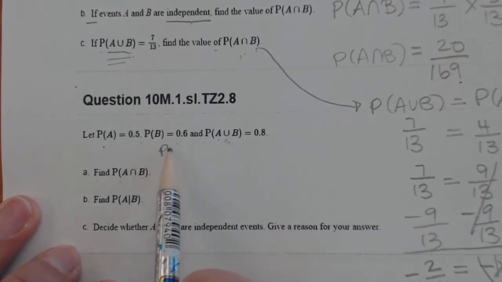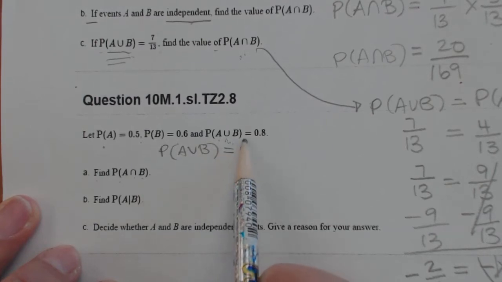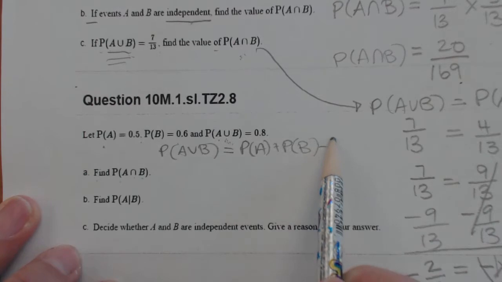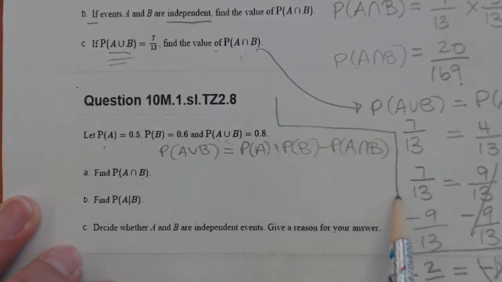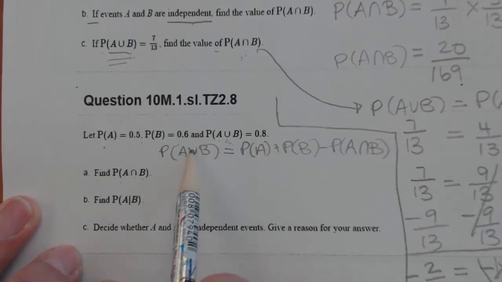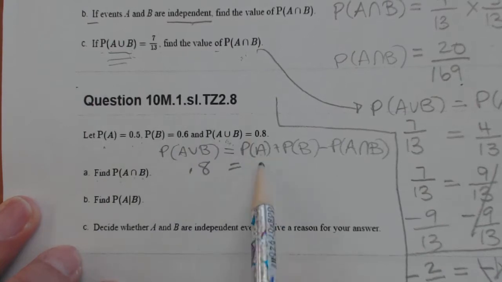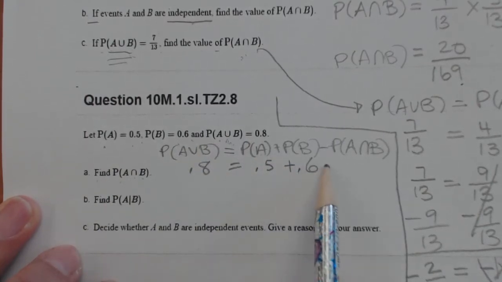Since they gave us or, they're going to want us to use the or rule, the union rule. So we're going to write down the same thing that we just did for the previous problem, except we have different information to put in. Here we go. They gave us A or B, that's 0.8. They gave us a probability of A, which is 0.5. The probability of B, which is 0.6. We're looking for our unknown of A and B.